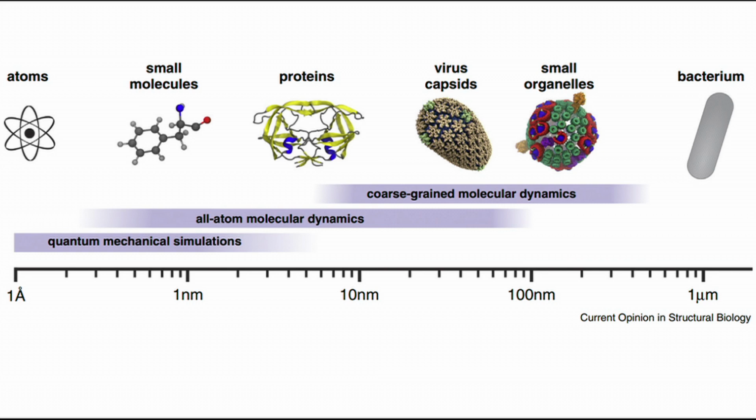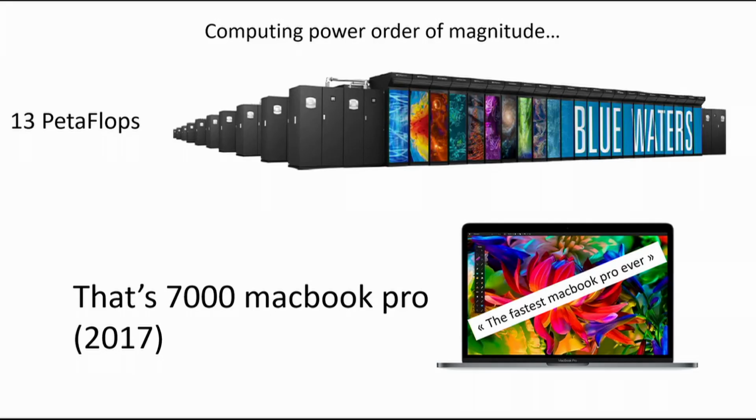But if you want to make an all-atom simulation of the HIV capsid, for example, they made a simulation of 100 nanoseconds, they have to use the computing power of this machine, the Blue Waters supercomputer that runs at 13 petaflops. As a comparison, it's roughly equivalent to 7,000 MacBook Pros. So this illustrates the amount of computational power that is required for all-atom dynamics.